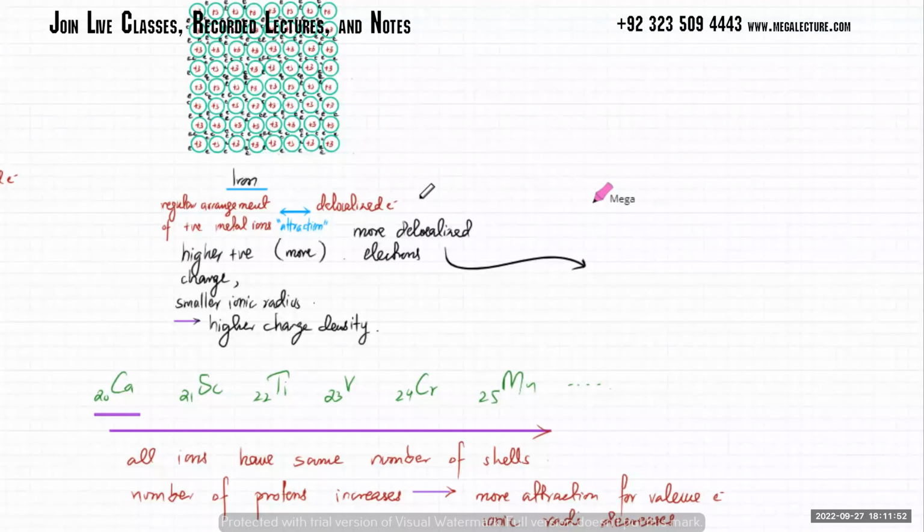So this path has more delocalized electrons. Compared to calcium, they're going to have more delocalized electrons, and they're going to have a higher charge as well.